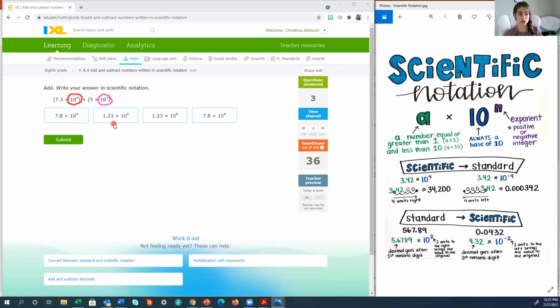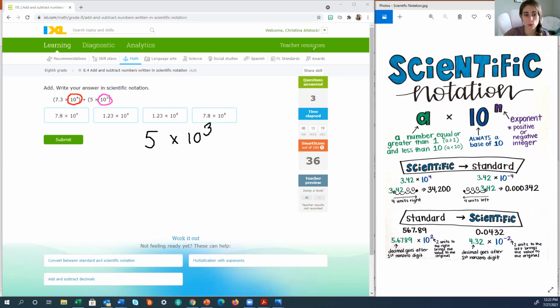I see 2 answer choices are to the fourth and 2 are to the eighth. So because I want to work smarter, not harder, let's change 5 times 10 to the third so it's written with 10 to the fourth.